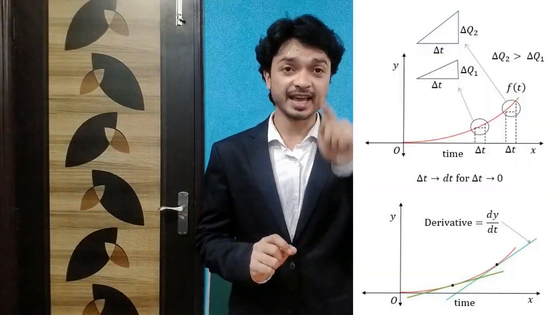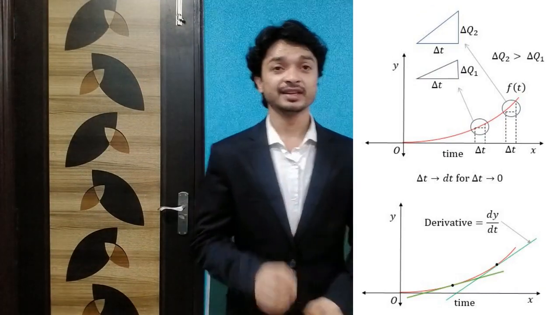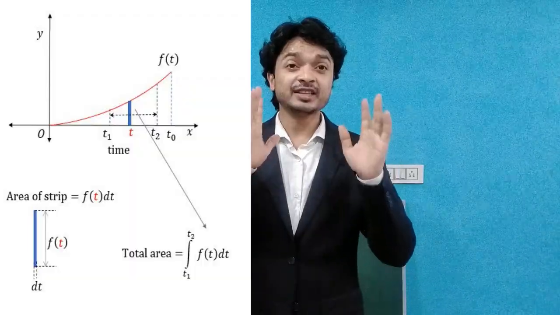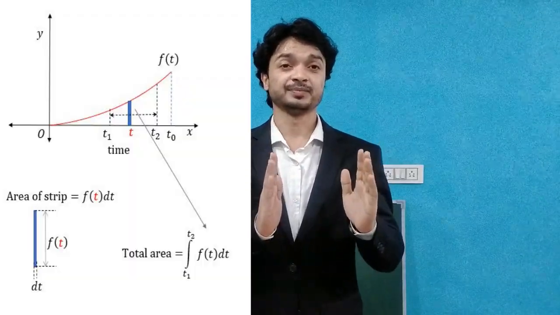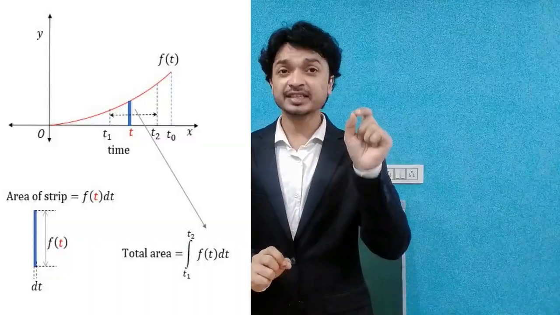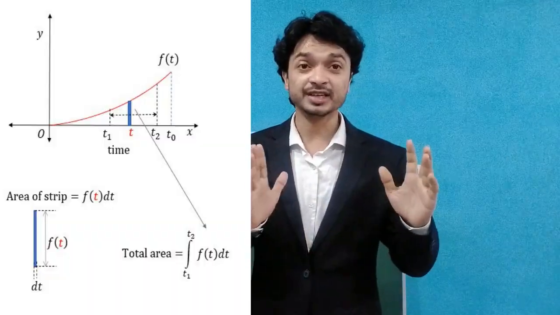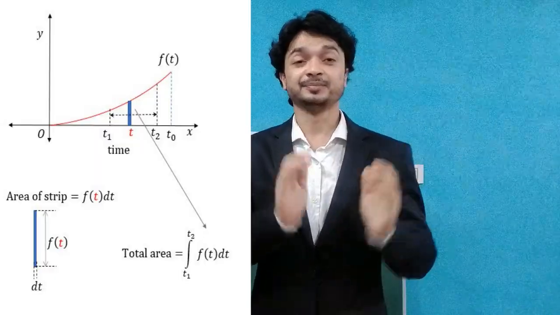Now let's see the difference between differentiation and integration. In differentiation, we find the derivative of any given function, and that derivative gives the slope of that function at any given point. There is a need of only one point. While in integration, we integrate the function over a range, and that integration gives the area of the function between that range.